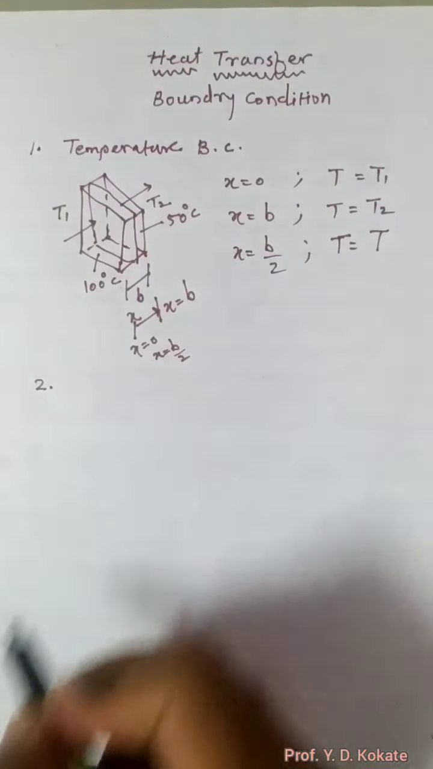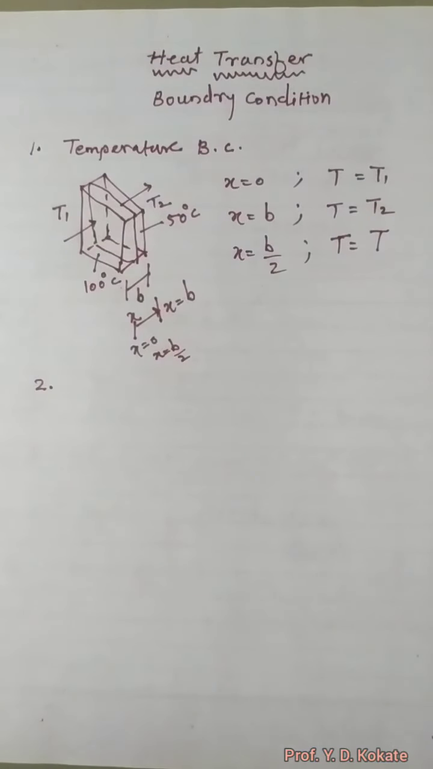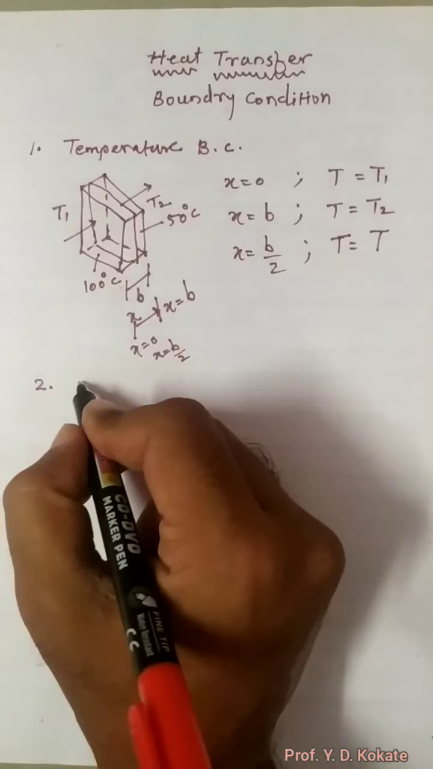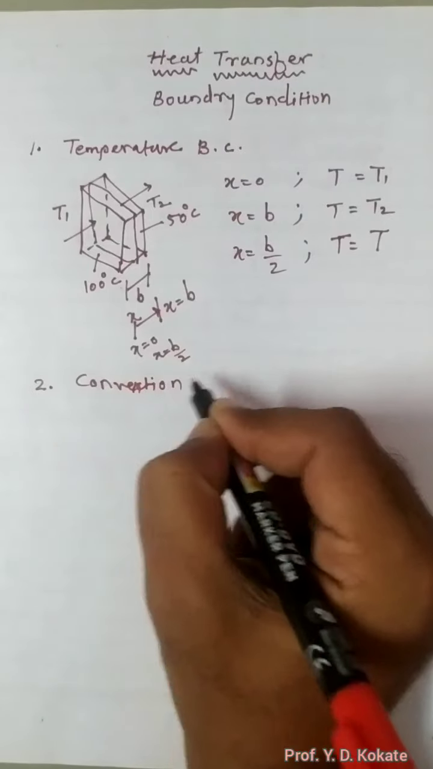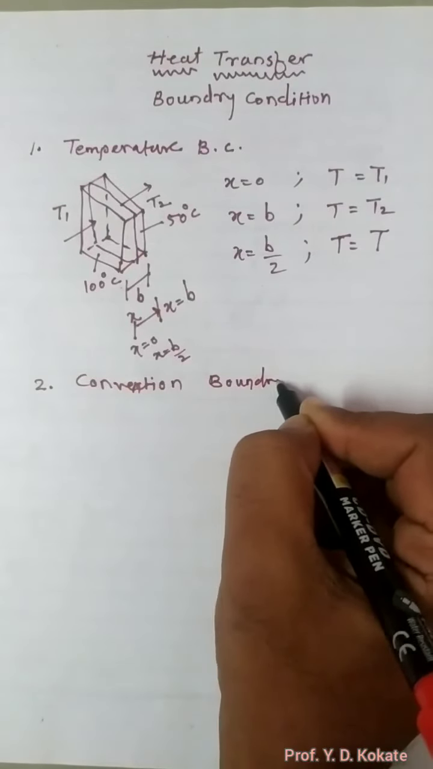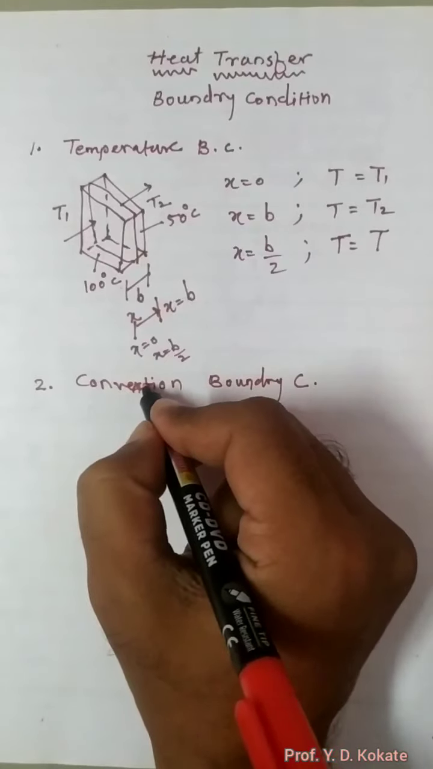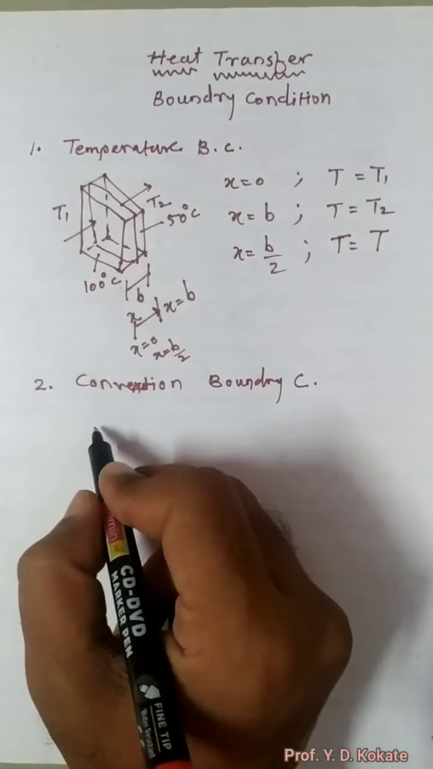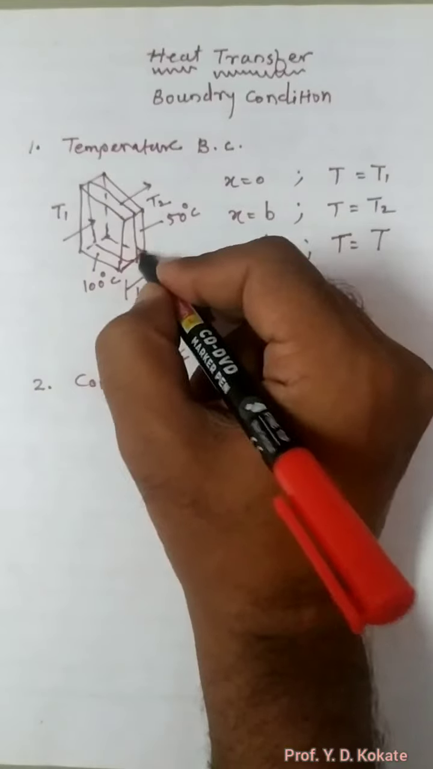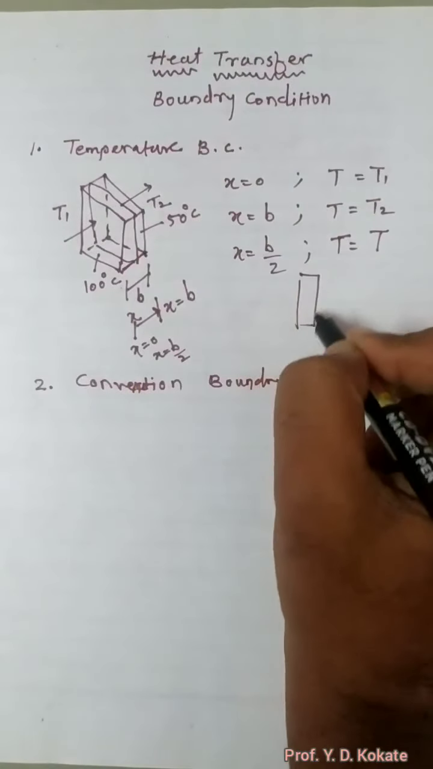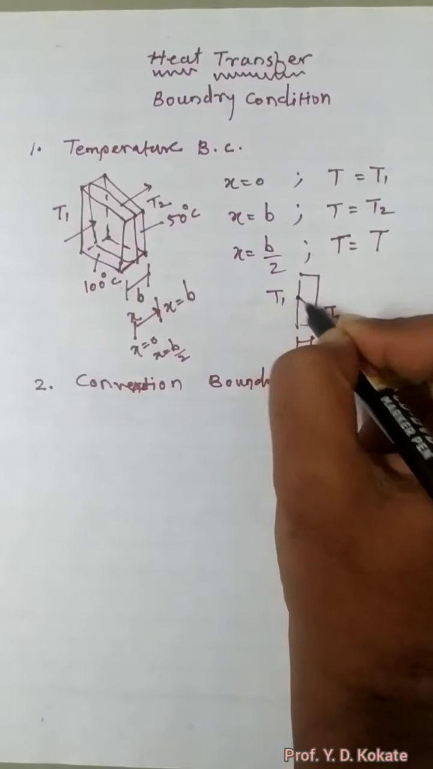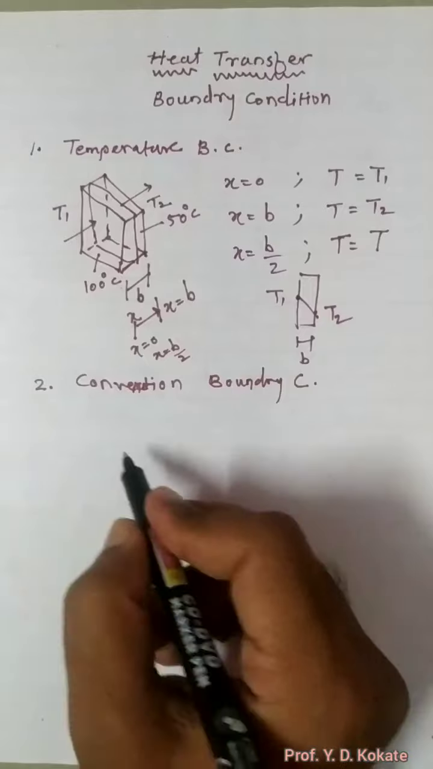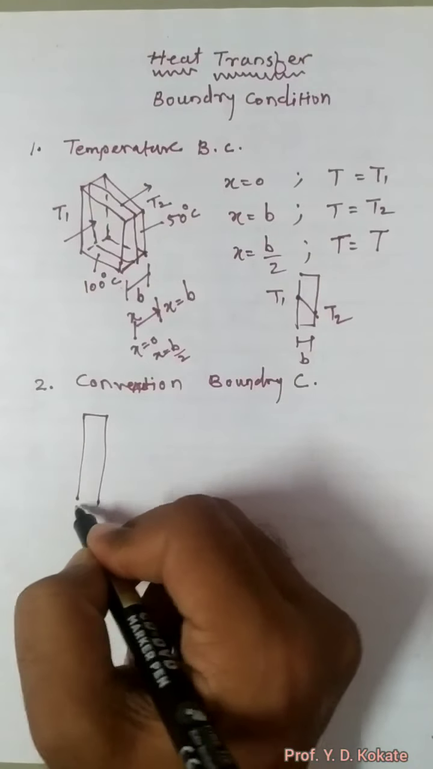The second boundary condition is the convection boundary condition. Now in that, we are only dealing with one dimension. So this one-dimension figure is like this, B, here will be T1 and here will be T2 like this. So for convection also we are drawing a one-dimension figure.